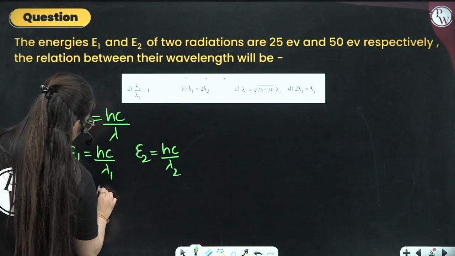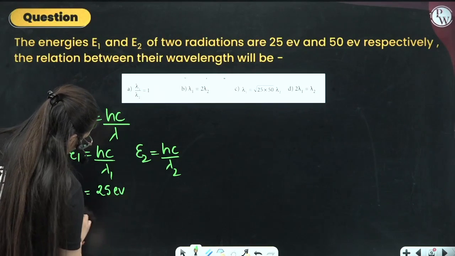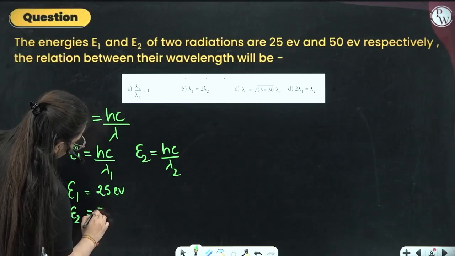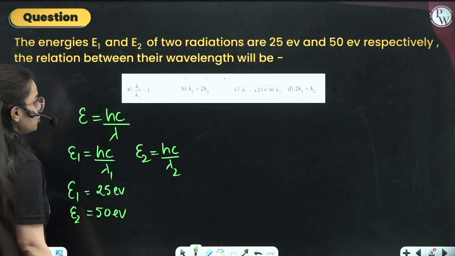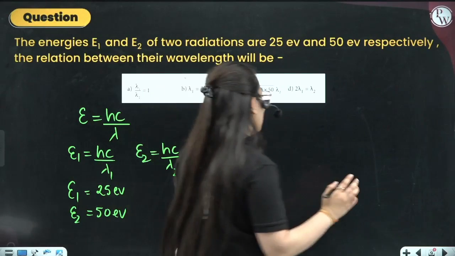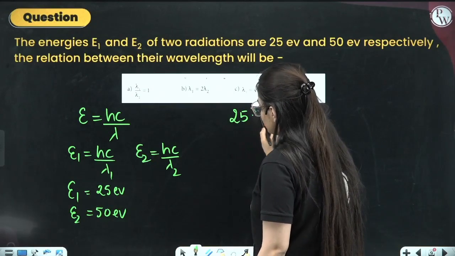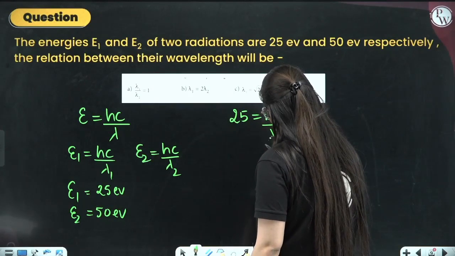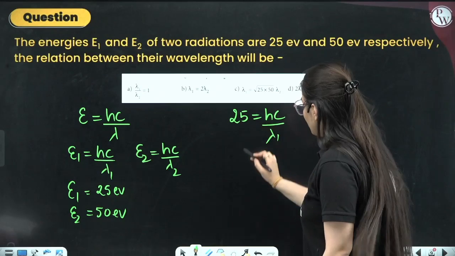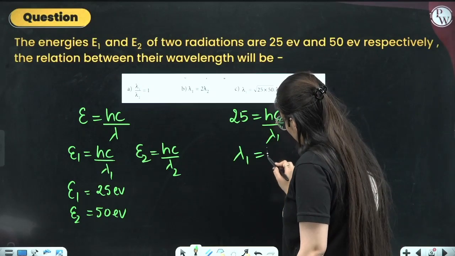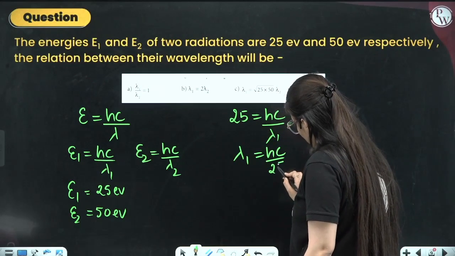E1 value is 25 electron volt and E2 value is 50 electron volt, right? So now you need to calculate the relation between lambda 1 and lambda 2. Let us put the values over here. See, 25 is equivalent to hc by lambda 1, right? So can I calculate lambda 1? Lambda 1 is equal to hc by 25.